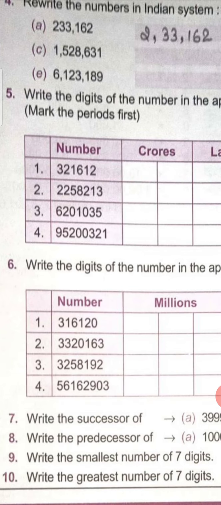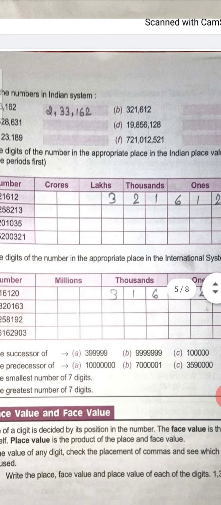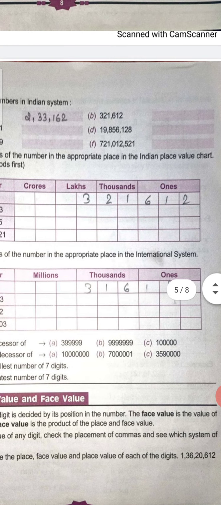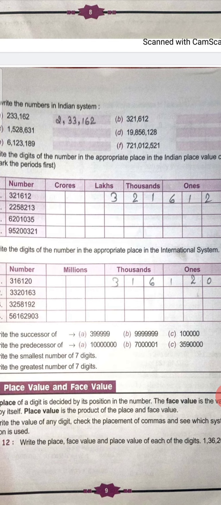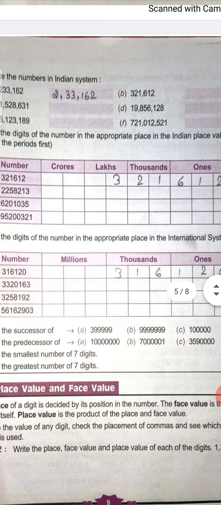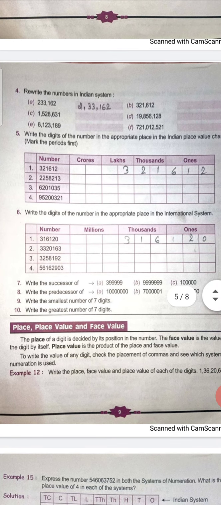after crores, lakhs, thousands. Then we write here 2, 1, 6 in the ones period, 1, 2, 3 in the thousands period, and 3 in the lakhs period. Now see question number 6, same as question number 5.